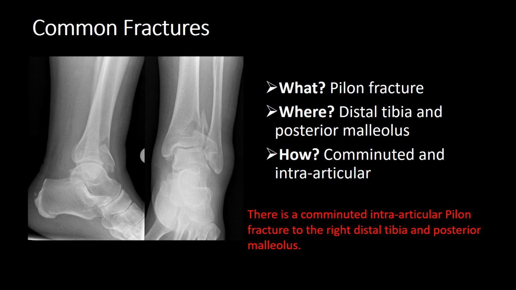So what is it? It's a pilon fracture of the distal tibia and posterior malleolus, and it's comminuted and intra-articular. It's really important in this case to talk about the comminution, because the surgeon needs to know about these large osseous fragments when they go to fix it. More importantly, it's intra-articular, and that's perhaps one of the key definitions of a pilon fracture.